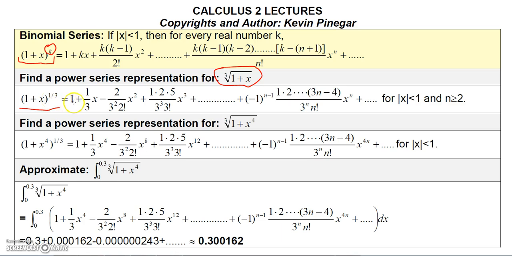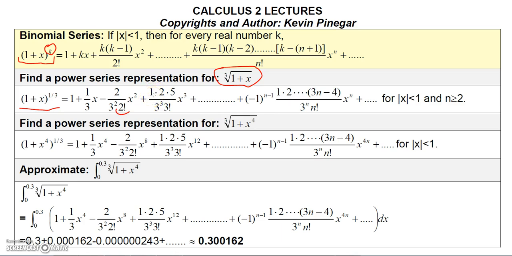First of all, you start with 1, and then you have k times x, so that would be 1/3 times x. Then you have k, which would be 1/3, and then 1/3 minus 1 would be minus 2/3. So 1/3 times minus 2/3 gives you minus 2 over 3 squared, and then you also have the 2 factorial down here. Okay, it is a little tricky, so let's do it again.